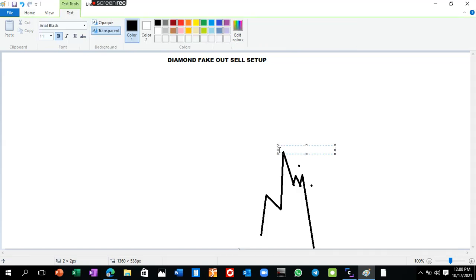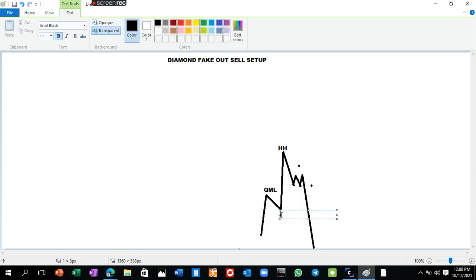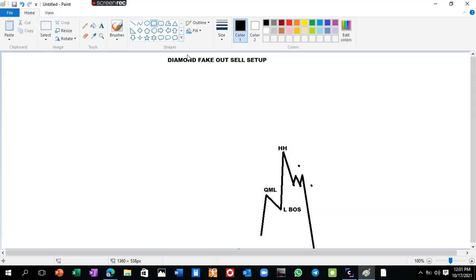So let's just do some basic labeling here. This is a higher high. It's a higher high right there, and then right here is our QML, and this is a low. Then there's a break of structure right there. So yeah, let me put it like that. I hope I'm audible enough. I have a flu, so you forgive me. So this right here becomes our lower low in the break of market structure.